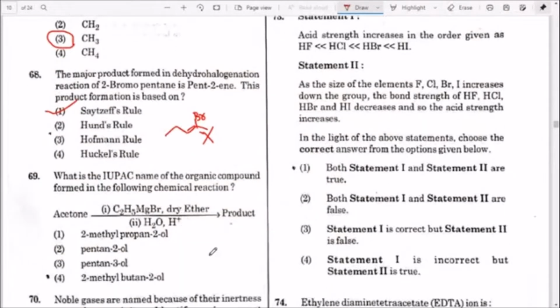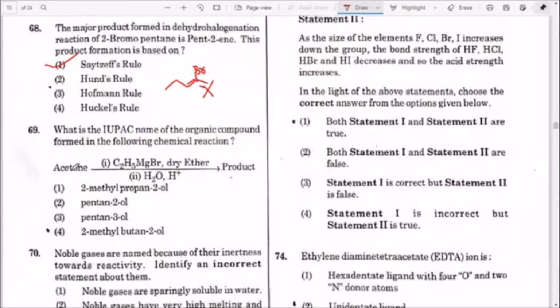What is the IUPAC name of the organic compound formed in the following chemical reaction: acetone, dry ether, followed by water? So what is the product? 2-methyl butane-2-ol. Yes, option 4. So 2-methyl butane-2-ol, option number 4 is correct option, students.